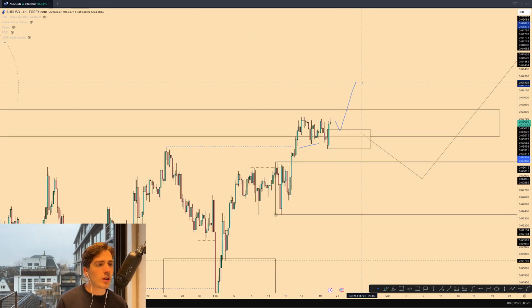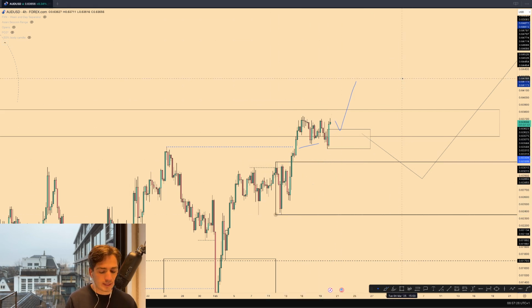Okay, so that's what I'm kind of looking for on Aussie dollar. It doesn't need to pull back, not really. It could also just start pushing up higher, but these are kind of like the setups I'm looking for. If we break this low over here, then I'll be looking for trades inside that daily demand zone once again.